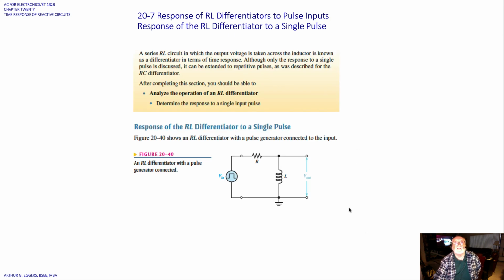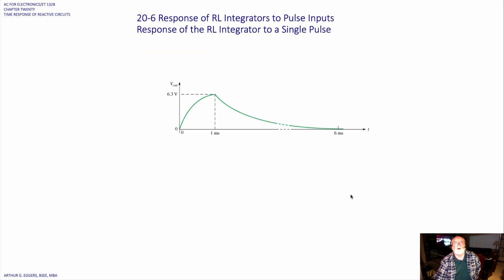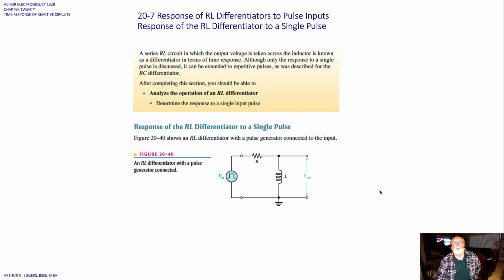Okay, so that is our introduction to the RL integrators with a pulse input.